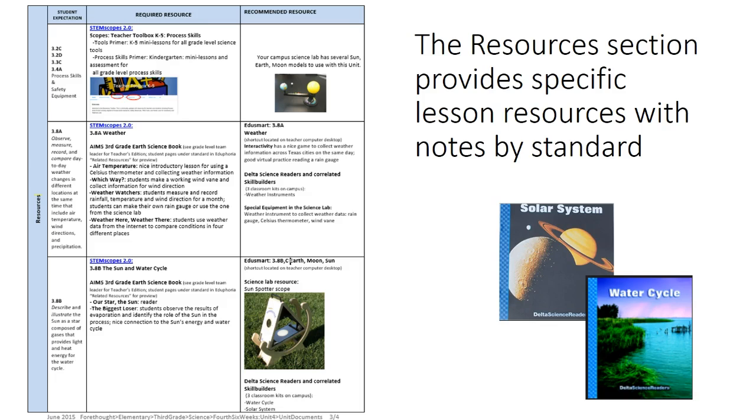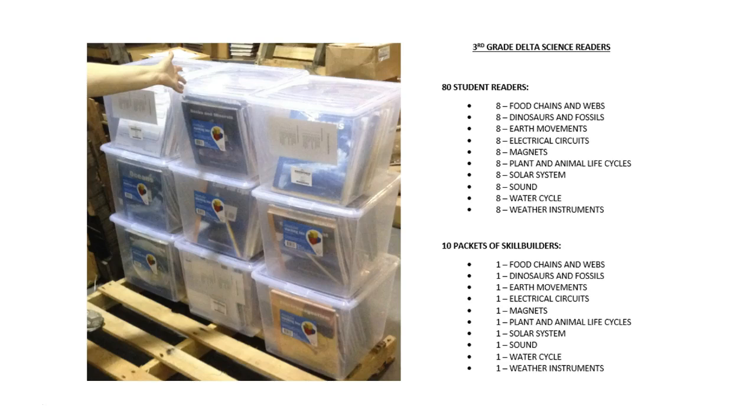Okay, one more resource I wanted to show you was to make sure you knew about our Delta readers. Here's a couple of screenshots of the 2 titles that I have listed for this 6 weeks. I've got the list of the student readers, and they also come with these great skill builders that correlate with the readers. This is what the boxes look like on your campus. Those may be in the library, but the list is on the side. So if you see those listed in your unit overview, I wanted to make you aware of what those look like.